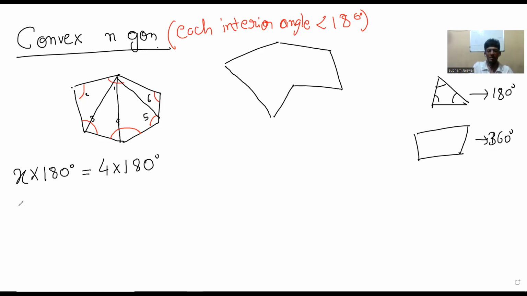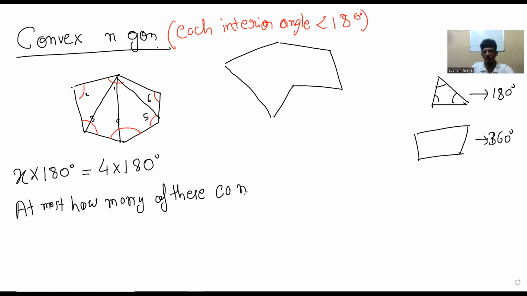Now, my question is, at most, how many of these angles can be acute? Why I'm asking this question is, it seems like not all of them can be acute, right?